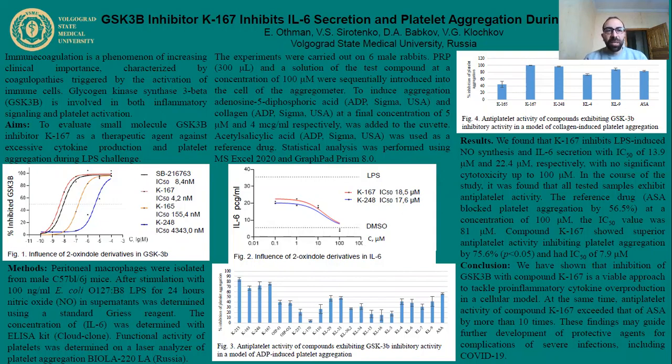Today, my topic is GSK3 beta inhibitor K167 inhibits interleukin 6 secretion and platelet aggregation during inflammation. Immunocoagulation is a phenomenon of increasing clinical importance characterized by coagulopathies triggered by the activation of immune cells. Glycogen synthase kinase 3 beta is involved in both inflammatory signaling and platelet activation.